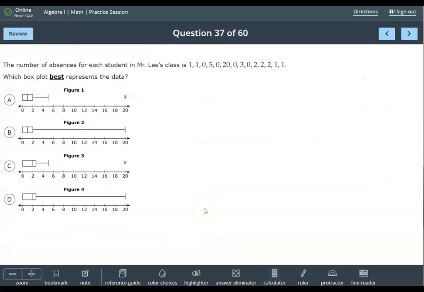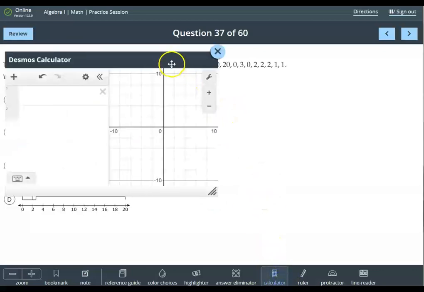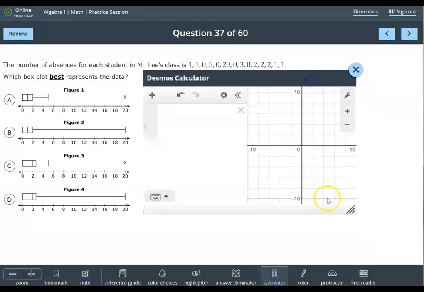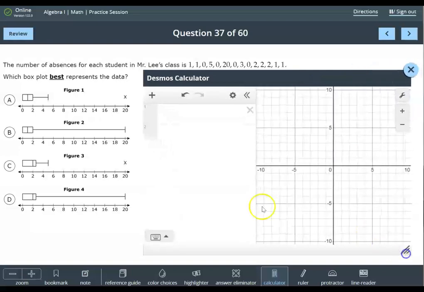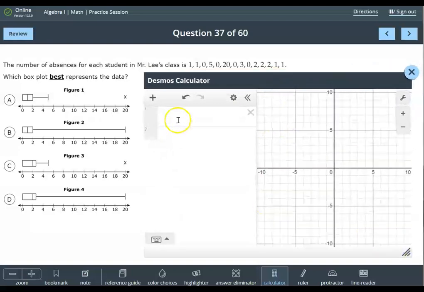The next question is 37, and we are looking at one variable statistics, and we're trying to pick the box plot that best represents the data. Now, here's where the calculator is limited, but we can still do it, and we do have a little bit of functionality. We just can't graph it because they did turn the graphing off for the statistics in the testing version of Desmos. So to start, I'm going to create a set.